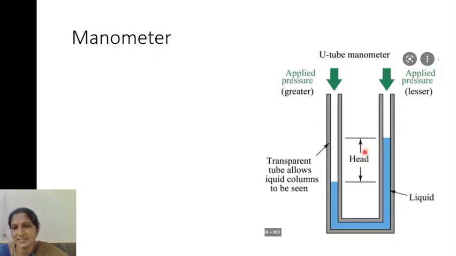This difference in the levels of liquid is nothing but the head. From this head you can measure the pressure by using the formula P is equal to P1 minus P2 is equal to rho g h. Here g is the gravitational acceleration, and h is the head of these two levels, that is h2 minus h1. From that you can measure the pressure by using the manometer.